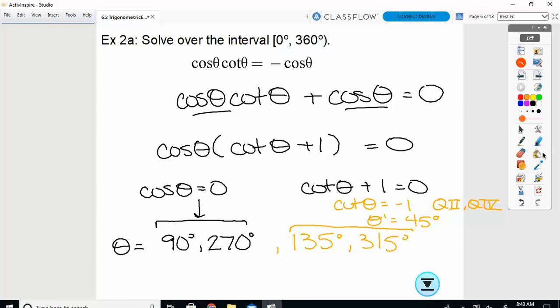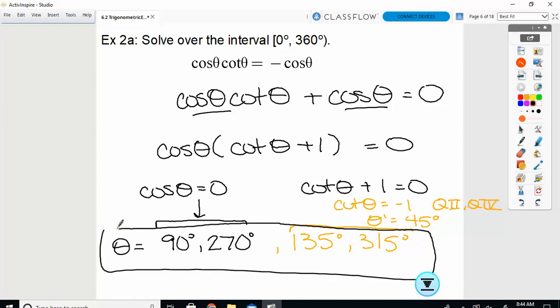So these came from that part, but all 4 of those are my final answer. That means if I took any of those values and plugged them into the original equation, it would work. You could grab your calculator and try it if you wanted. They would all turn out to be equal. Questions on that?